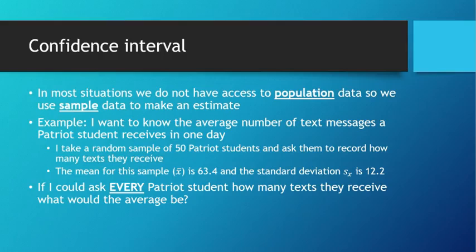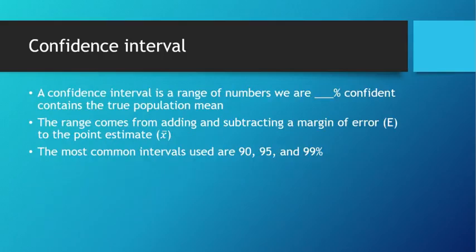Okay. Now, if it was possible for me to ask every Patriot student how many texts they got, what would that average be? It probably wouldn't be exactly 63.4, but we have no way of knowing exactly what it is. So we do something that's called a confidence interval. And that's just a range of numbers that we can say are blank percent confident contain the true population mean.